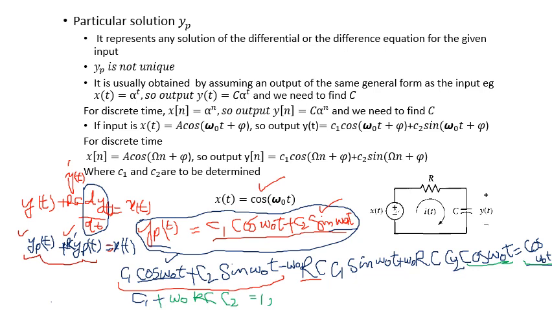Similarly, the coefficients of sin ω0t, let me highlight with orange. On the right-hand side there is no sine term, so we can say the sine term has coefficient equal to 0. So if I write it like this, it will be c2 minus ω0 RC c1, and this is equal to 0. In this way we can find the values of c1 and c2. We have two unknowns, c1 and c2, and two equations, so we can solve it very easily. Let's do it on the next slide.